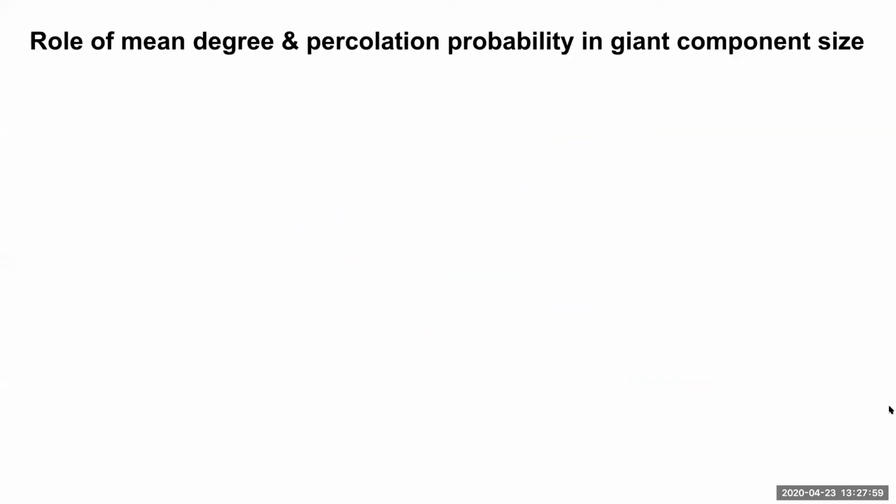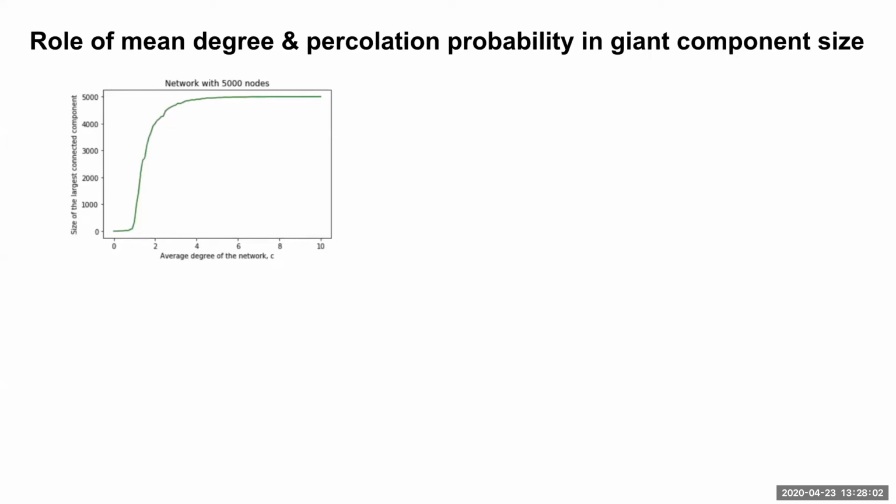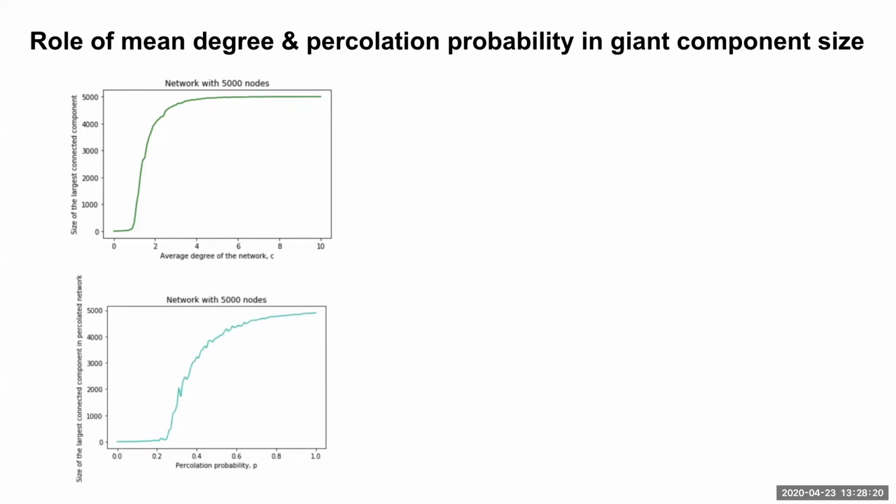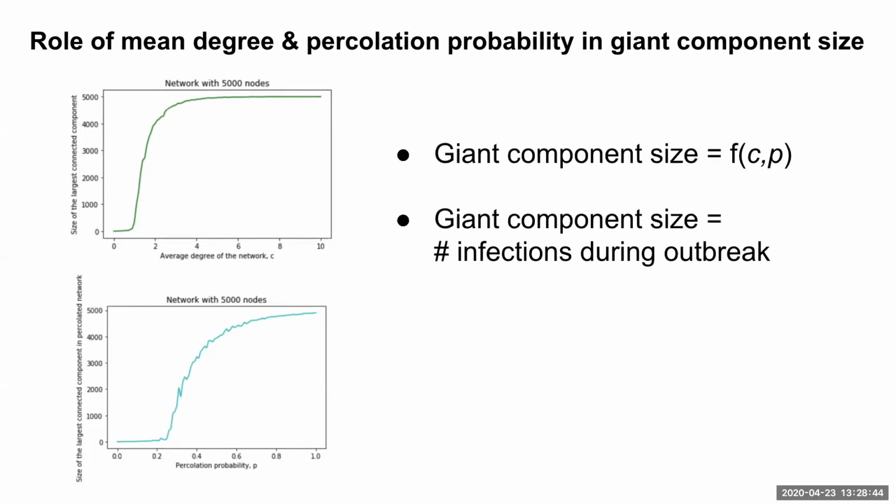In the next slide, we discuss the role that the mean degree and the percolation probability play in deciding the giant connected component size. Here we see an interesting thing in this plot. We have average degree on the x-axis and the size of the largest connected component on the y-axis. We see something interesting happening around average degree equal to 1. We see a phase transition where suddenly the number of edges in the network is just enough to create a huge giant connected component whose size is comparable to the size of the entire network. In the next plot below, we have percolation probability on the x-axis, and something interesting happens right after 0.2, when suddenly the number of edges in the percolation network is enough to have a huge giant connected component compared to the network size.